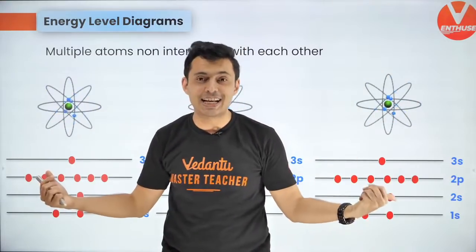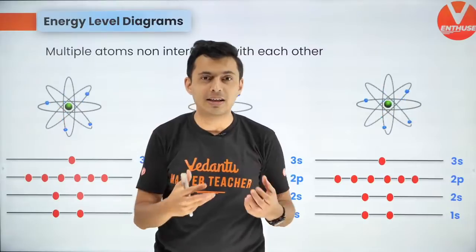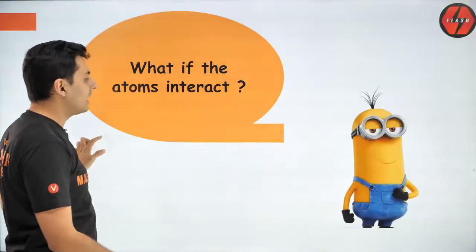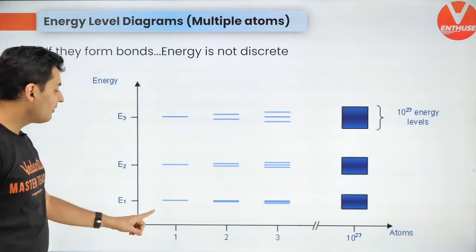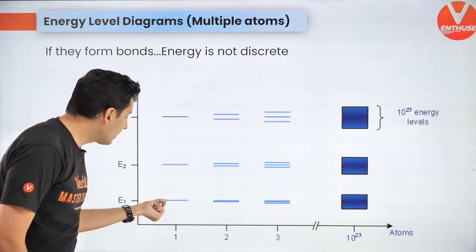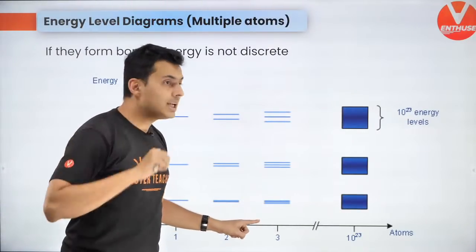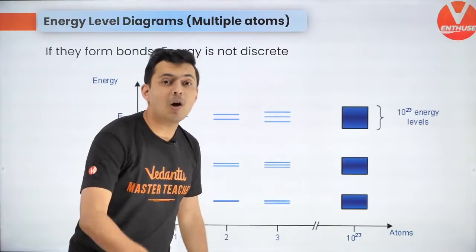Yes, sharing is caring kind of a thing. They form a new kind of molecular orbital. You can think of it as a new kind of energy level diagram. So if one atom is there, you have only one line. If 2 atoms are there, that 1s orbital will have 2 lines. If there are 3 atoms, there will be 3 lines. If there are n atoms, how many lines will be there?